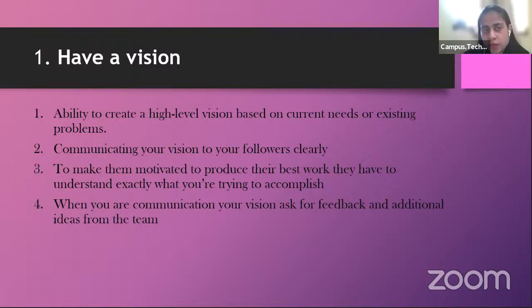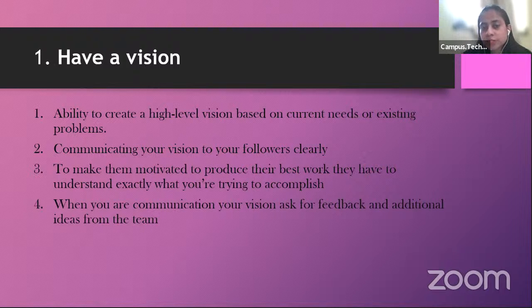Mission statement we all have, vision statement we all have, but you should have that ability to create a vision based on seeing the current situation, what's happening around, what's the demand of the hour, what's the need of that time, what are the existing problems, what are the current needs. Seeing all these things, you should have the ability to create that high level vision statement.